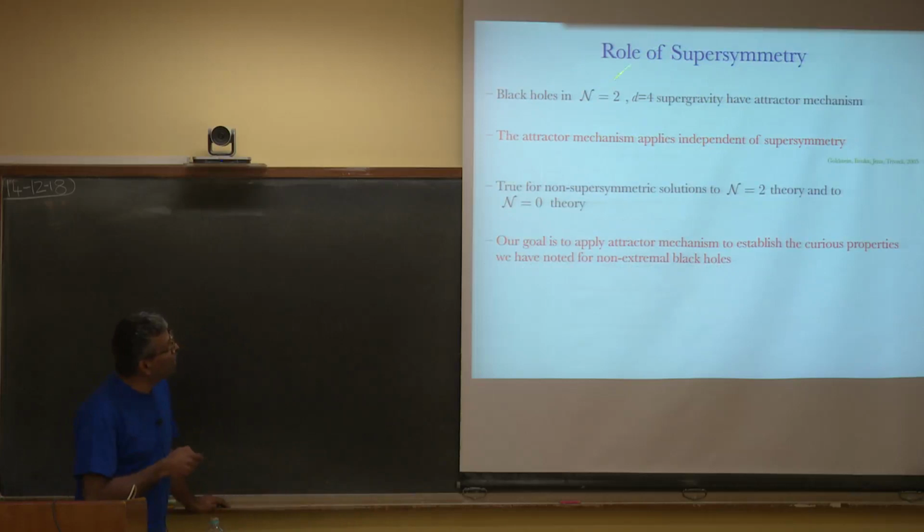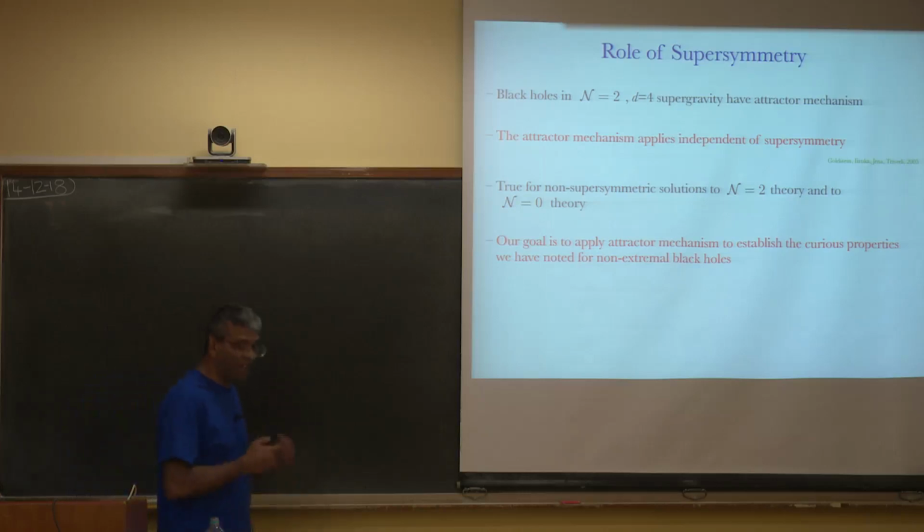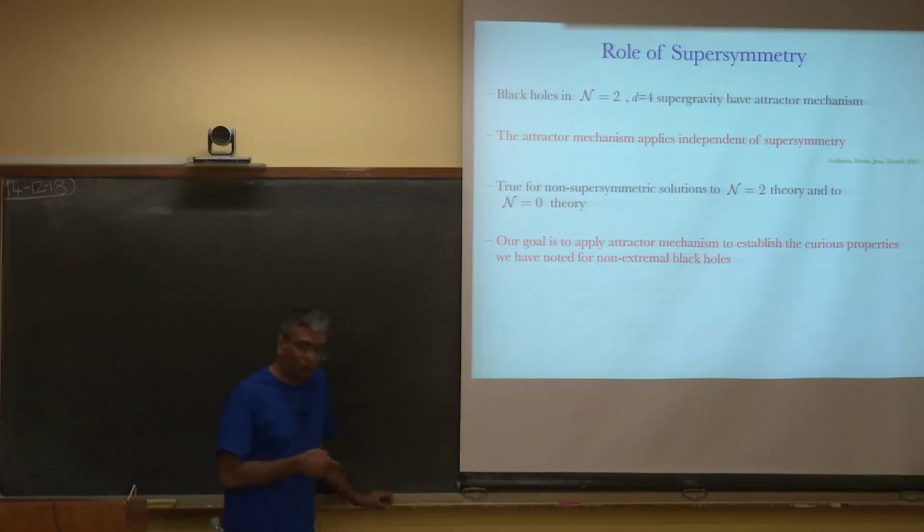So you can ask whether the role of supersymmetry is what ensures the attractor mechanism works. And Sandeep and collaborators reply the answer is no. The attractor mechanism really relies on extremality, which is not the same as supersymmetry. So it's true for non-supersymmetric solutions, N=2 theory and N=0 theory and so on. It's just a fact that you need extremal solutions in order for this to work. So our goal is to apply these ideas to establish the curious properties we've noted for non-extremal black holes already.